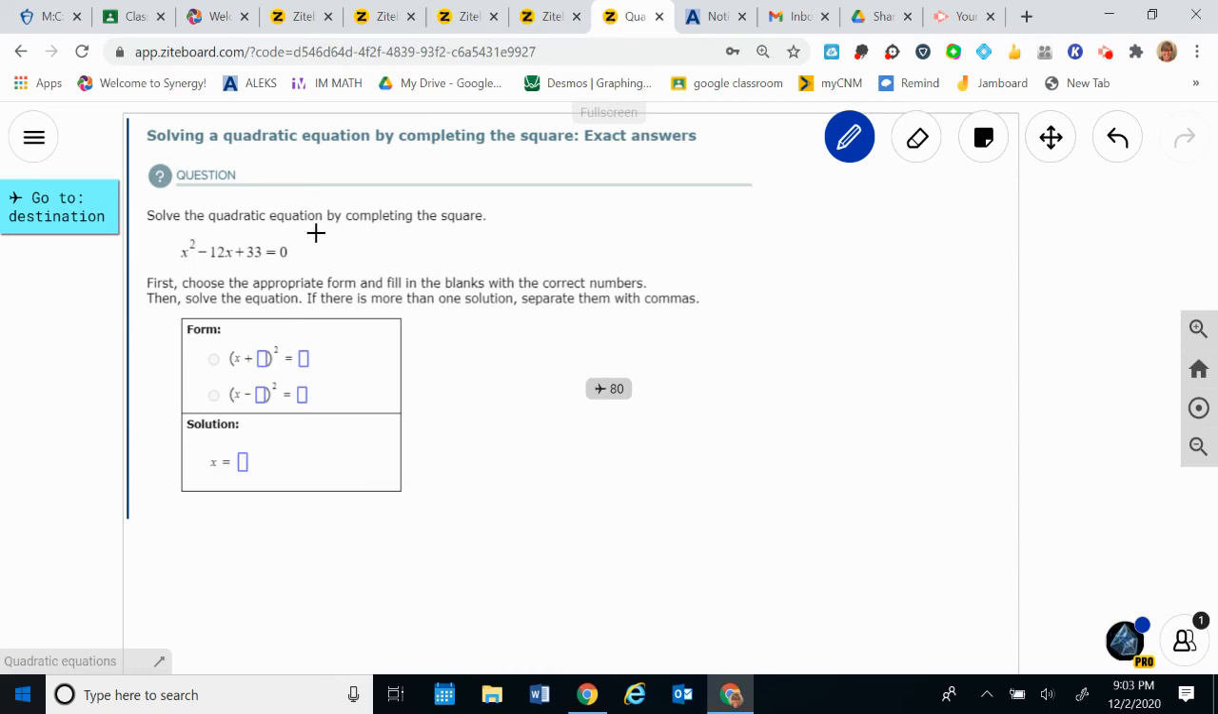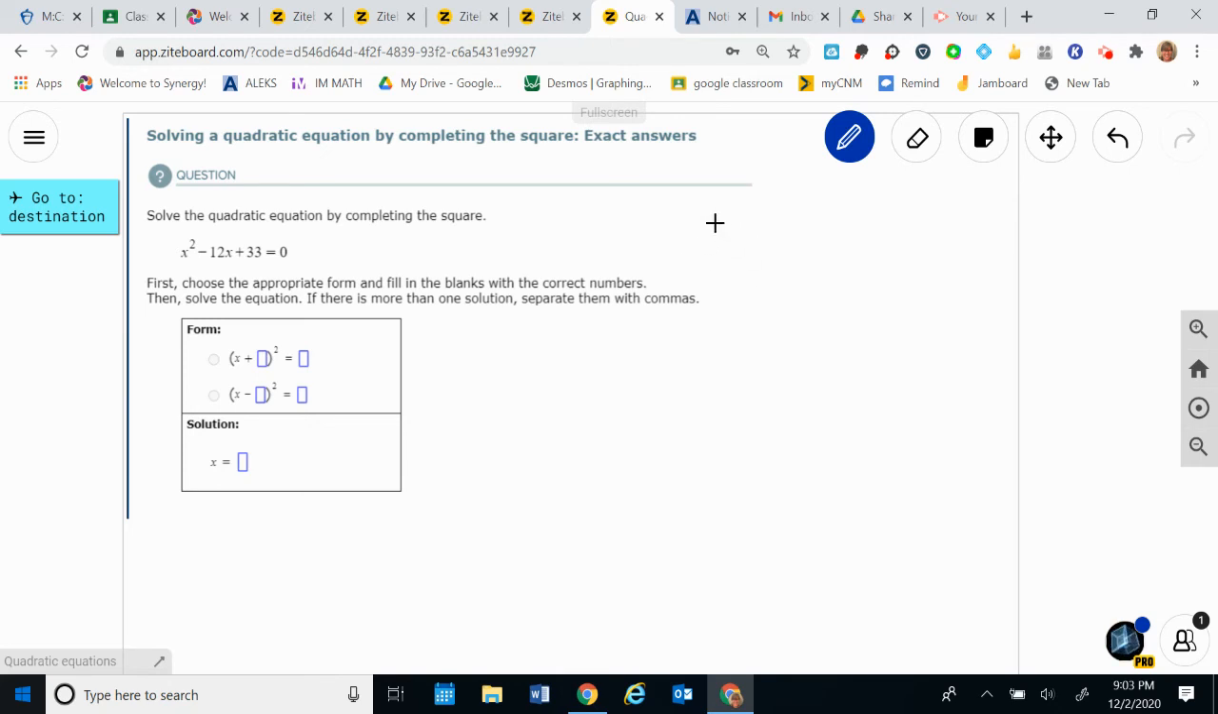It says solve the quadratic equation by completing the square. Now, this is a big process, okay? And it's exact answers. Okay, so there's a method to this. You're going to need to watch carefully for this, okay?